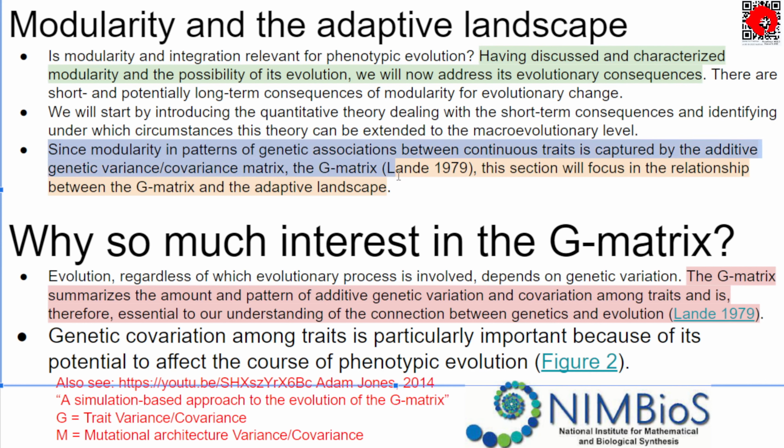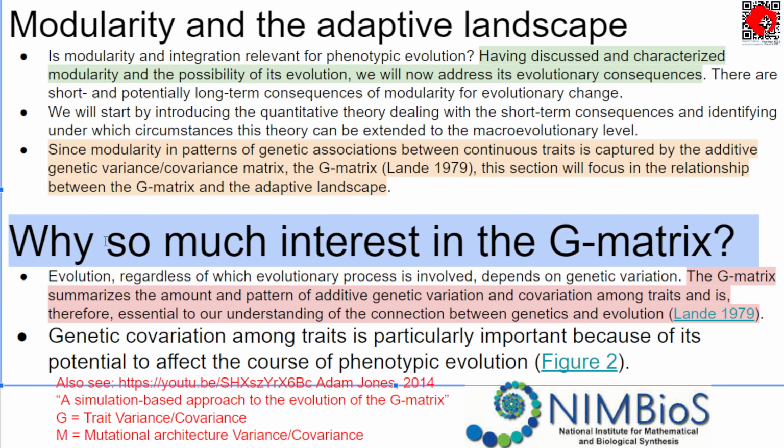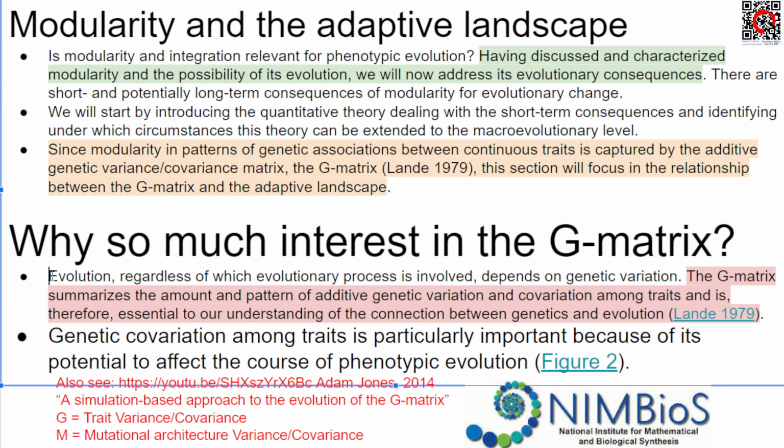Since modularity and patterns of genetic associations between continuous traits is captured by the additive genetic variance-covariance matrix, the G matrix (Lande, 1979), this section will focus on the relationship between the G matrix and the adaptive landscape. So the question that everyone wants to know: why so much interest in the G matrix? Evolution, regardless of which evolutionary process is involved, depends on genetic variation. As one could say about environmental variation and the complexities of their intersection. So this is possible to interpret even in a really narrow sense, but it can also be interpreted more broadly and situationally.